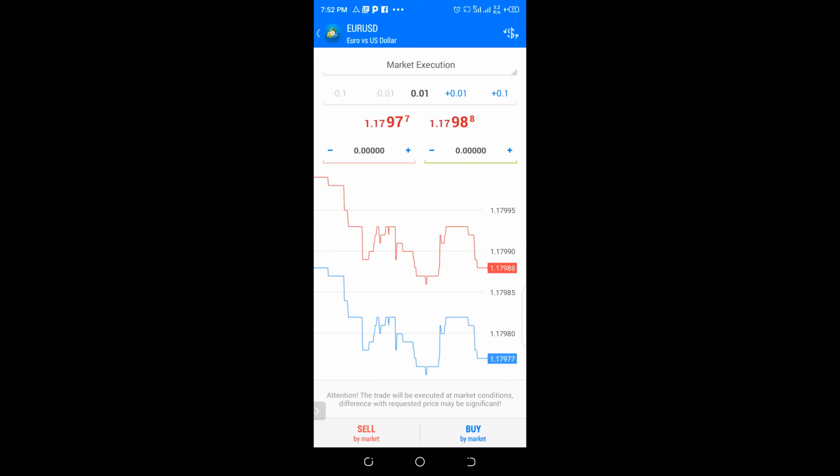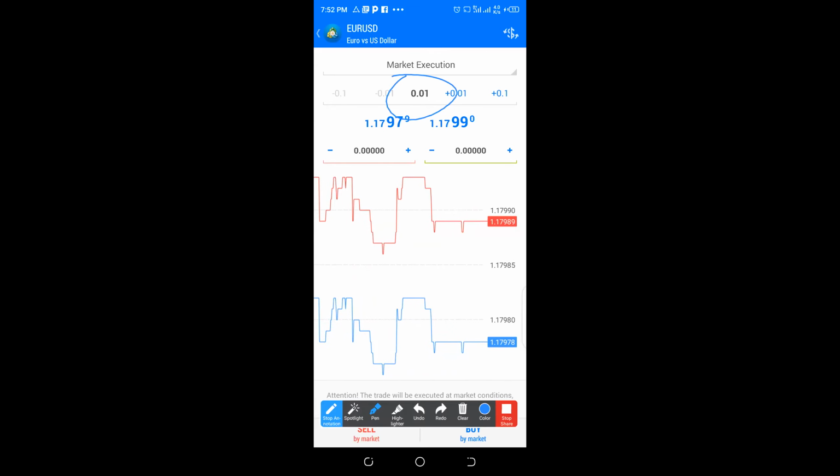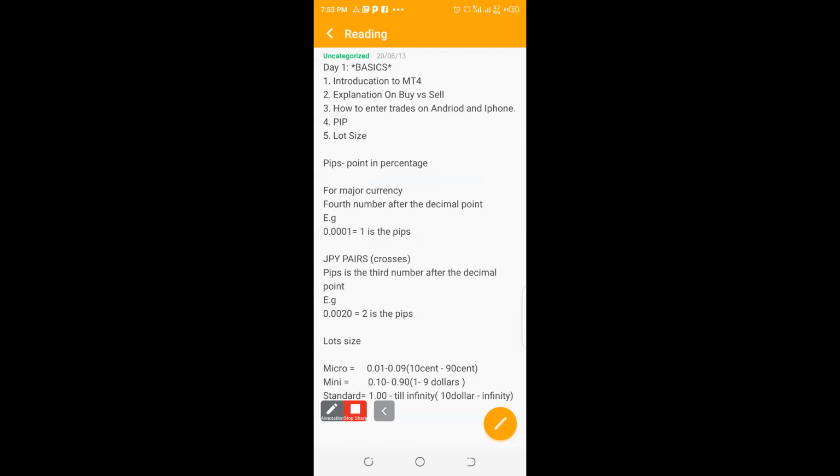All right. So now the next thing that you want to do is put in the right lot size. And that is what is going to bring me to the fact that, guys, we have 3 types of lot size. Guys, if you can take a screenshot of what I have on my screen here, it's really going to help you. We have 3 types of lot size: the micro lot size, the mini lot size, and the standard lot size.